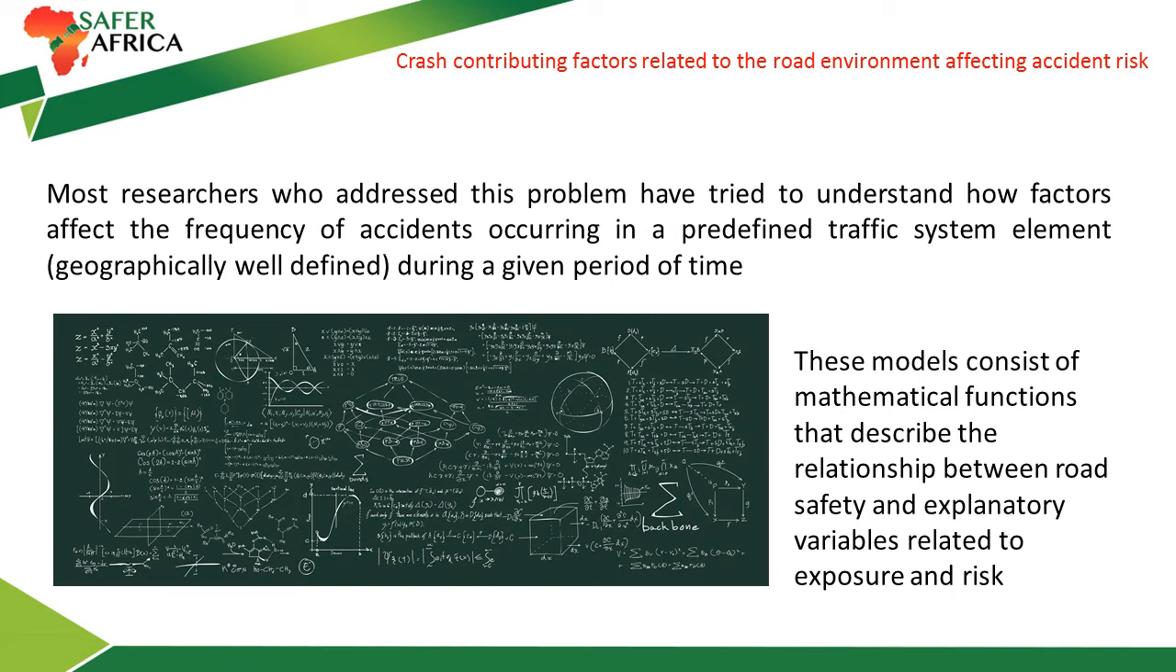Most researchers who address this problem have reduced it to the understanding of the factors that affect the frequency of accidents occurring in a certain geographic space, that's usually a segment or intersections, during a certain period of time, like a week, a month, a year, or a group of years. These models consist of mathematical functions that describe the relationship between road safety and explanatory variables related to exposure, such as traffic and length of road under analysis, and to risk, such as lane width or access density, amongst others.